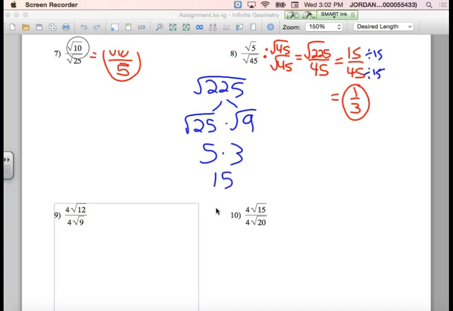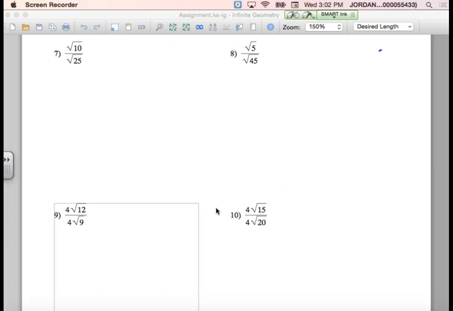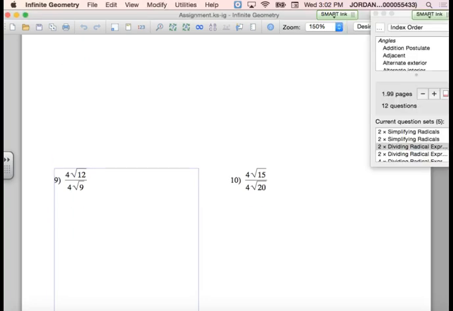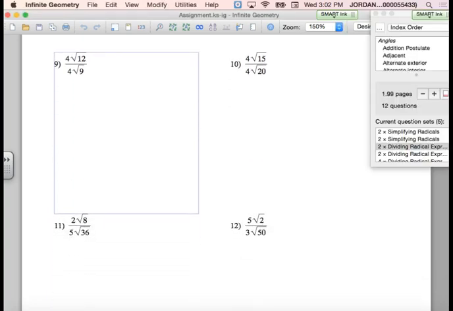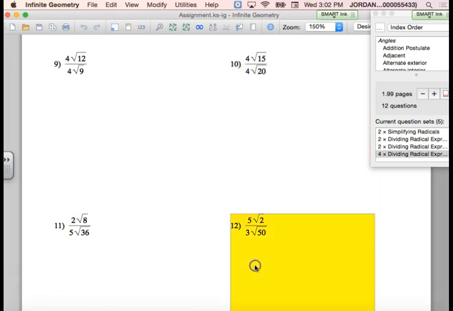All right, let's look at a couple of others that might have some extra numbers on there instead of just the radicals. So these actually have numbers out front of the radicals.